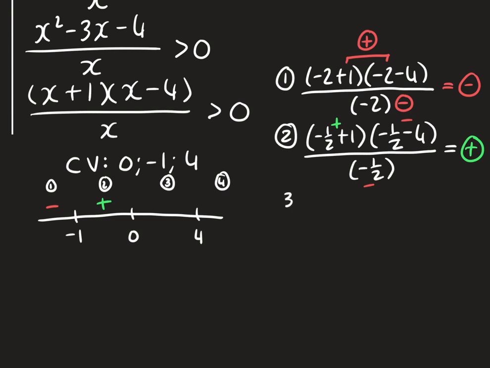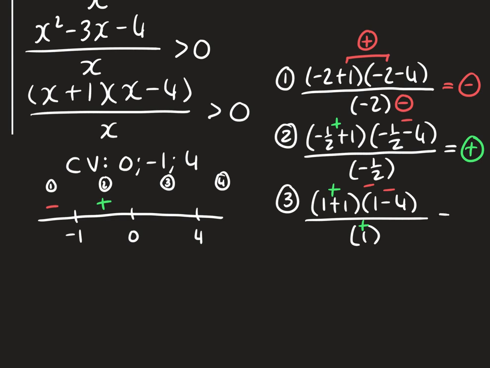Cool, let's look at region 3. We've got anything in between 0 and 4. So let's put 1. 1 plus 1, 1 minus 4, all over 1. Okay, so we've got a minus here, and we have a positive and a positive. Minus over a positive equals a minus. Okay, so we're going to have a minus here. And then the next one is my region 4.